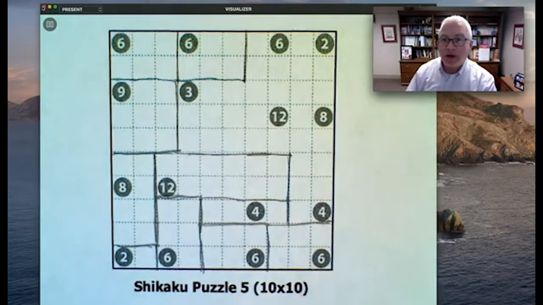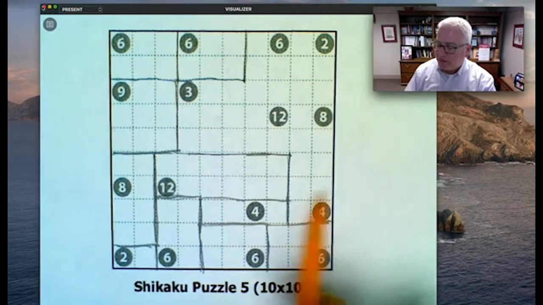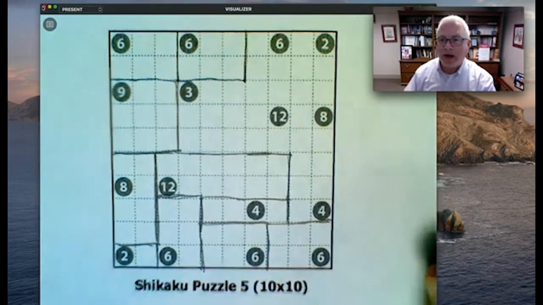Now I want to think about this 4. This 4 is an interesting one because it could be a 1 by 4 stretching up 4 units, or it could be a 2 by 2 square. Either one is very possible right now.